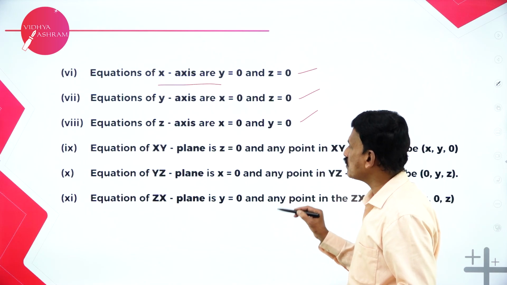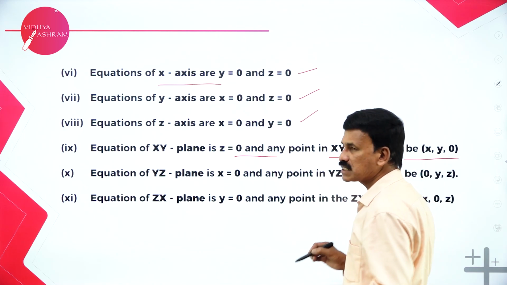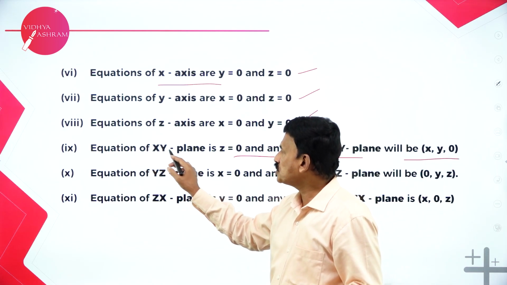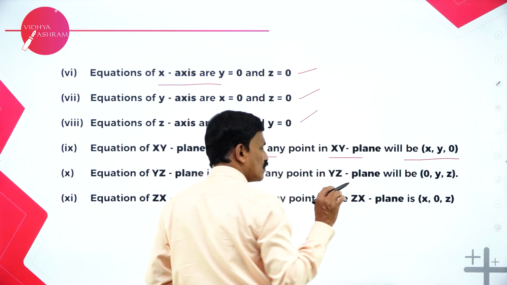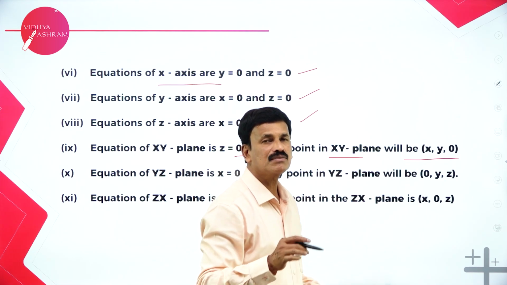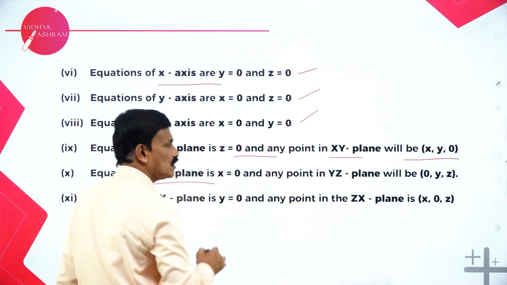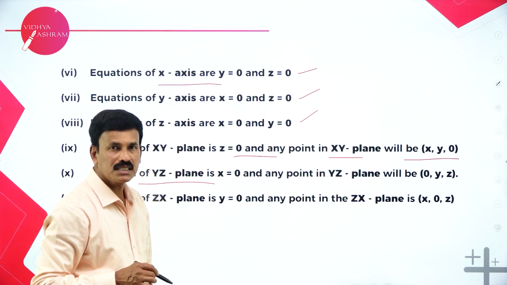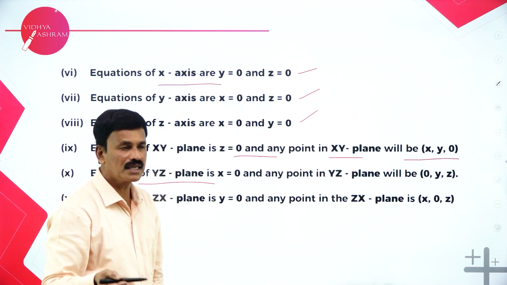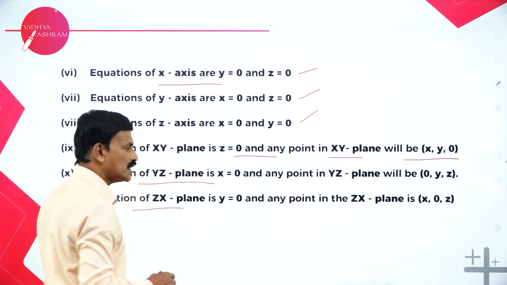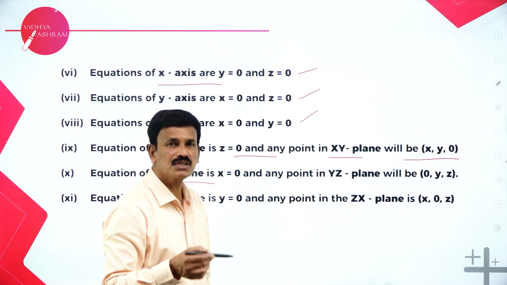Similarly, the equation of the xy plane is z equal to 0, and any point in the xy plane is (x, y, 0), since it contains x and y with z equal to 0. The equation of the yz plane is x equal to 0, and any point on the yz plane is (0, y, z). The equation of the zx plane is y equal to 0, and any point on the zx plane is (x, 0, z).